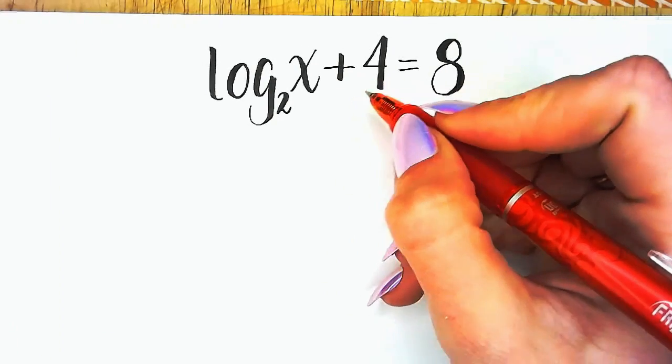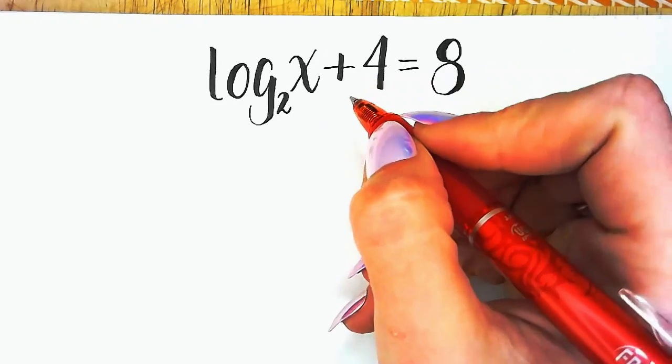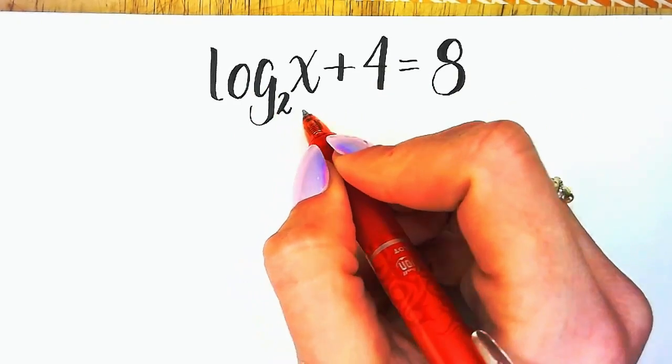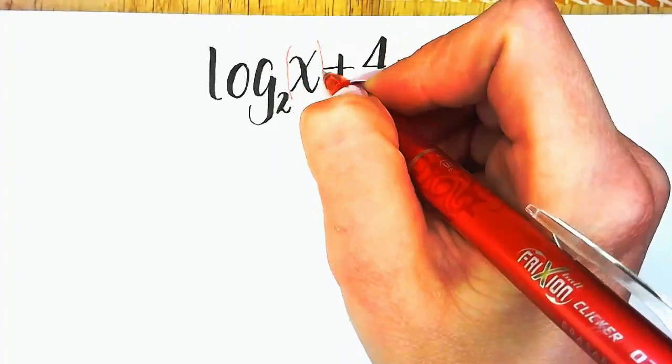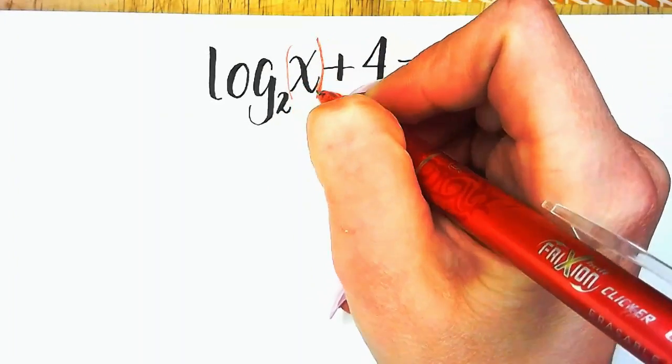This example does not have parentheses around x plus 4. That means that the log base 2 is only being applied to the x. If there are no parentheses there, you can't just make them up.